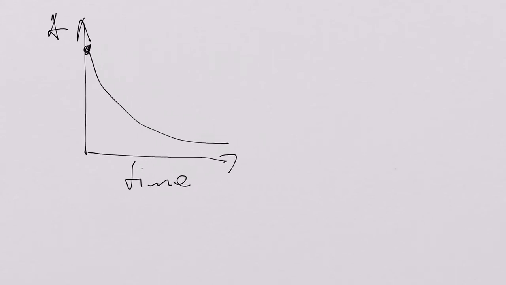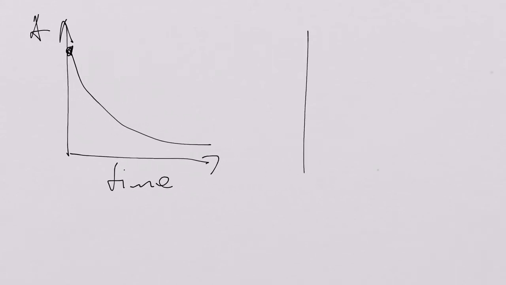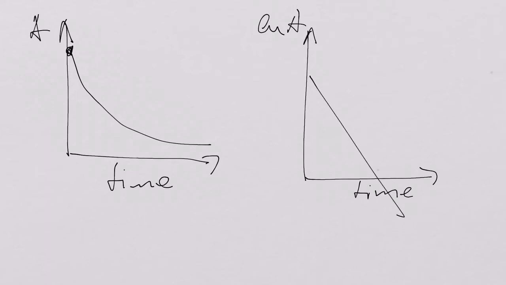Now, if I plot the same reaction, time, ln A, and I get something like that, what can I say? Sorry? Then I can say it's a first order reaction. Exactly, because it gives me a straight line. Yeah?